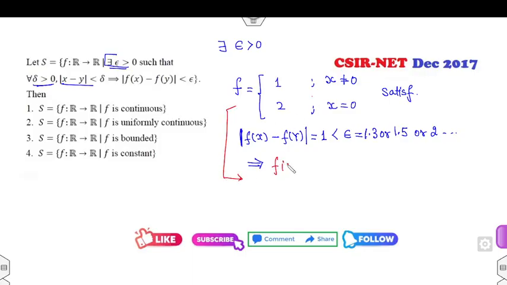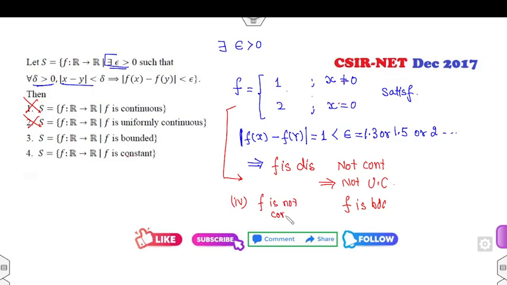Clearly, f is my discontinuous function at 0. For the first option, if f is not continuous, what does it mean? f is not uniformly continuous. Is this a constant function? Is it bounded? Yes, f is my bounded function. But based on this example, we can never say that the third is the correct option. f is constant? You can see f is not a constant function.